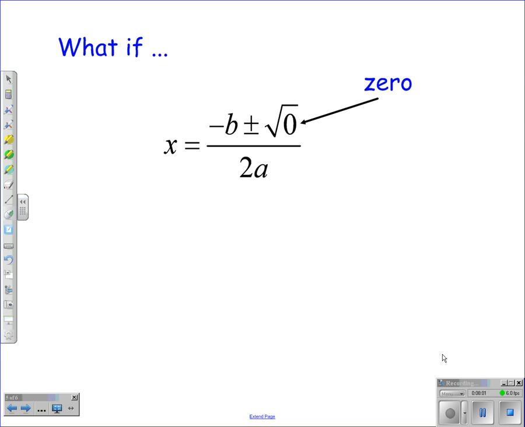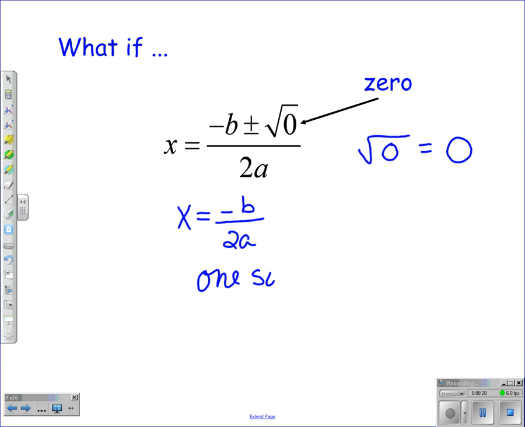What if underneath the radical there is a 0? Well, think about this for a moment. You know that the square root of 0 is equal to 0. So we really are left with x equals negative b all over 2a, which is our formula for the x-coordinate of the vertex. It's our axis of symmetry when we are graphing a parabola. And so this means that there is only one solution to our problem. That is when that vertex is sitting right on the x-axis. So there's only one solution to our problem when 0 is underneath the square root sign.